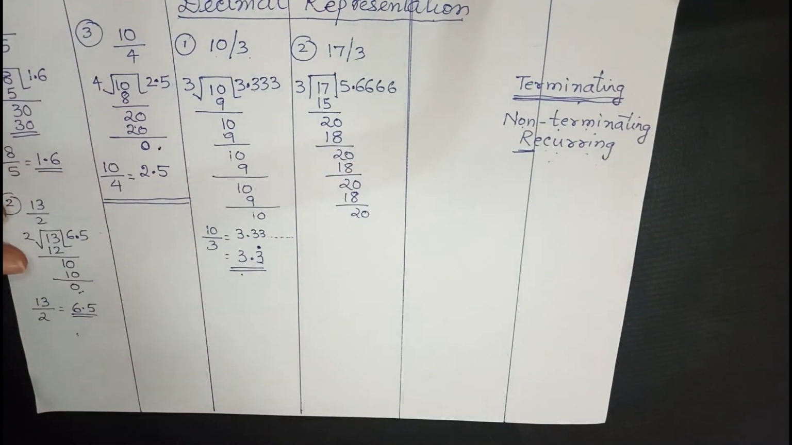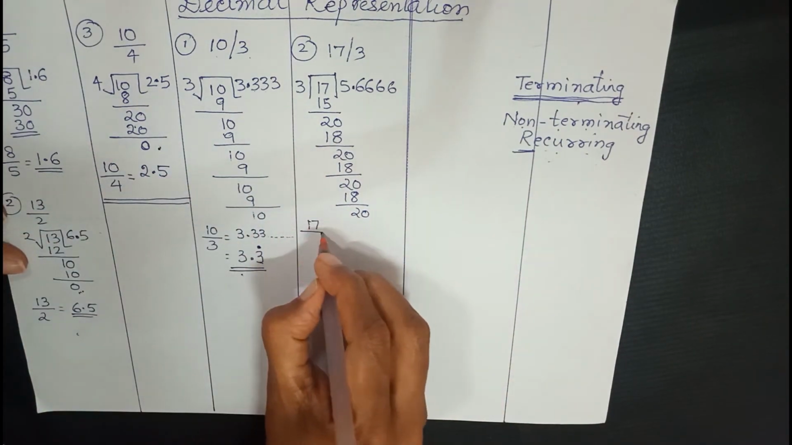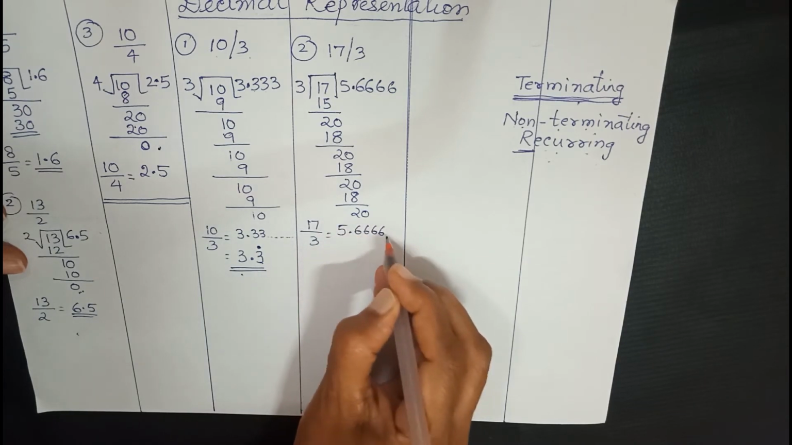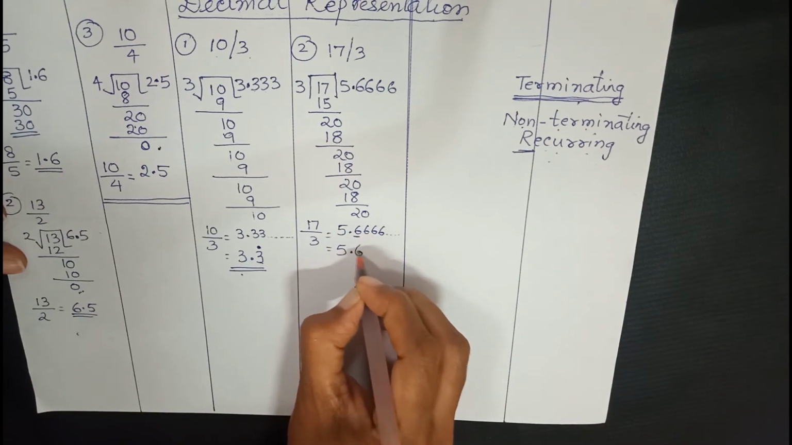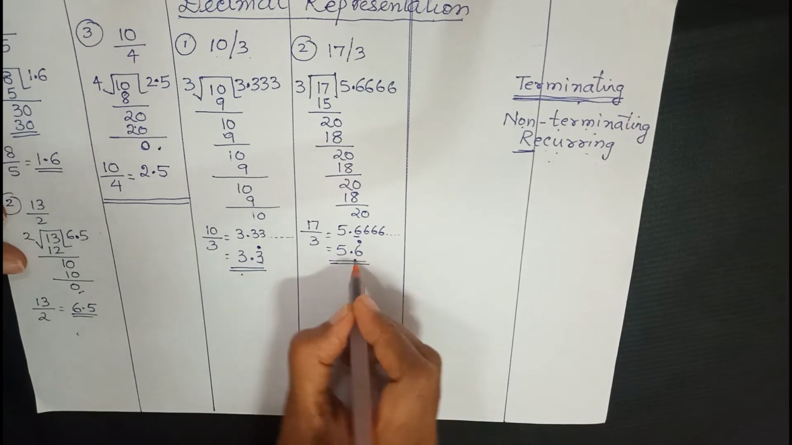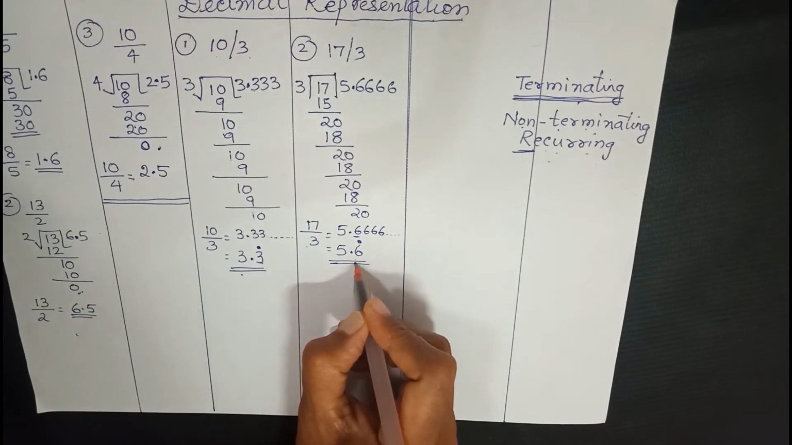666 will keep on repeating till infinity. This decimal representation will never end. So 17 upon 3 is nothing but 5.6666 and so on. So how do we represent it? The first number that is getting repeated, we put a dot on it. So now this has become the decimal representation of 17 upon 3, and this is a non-terminating recurring decimal representation.